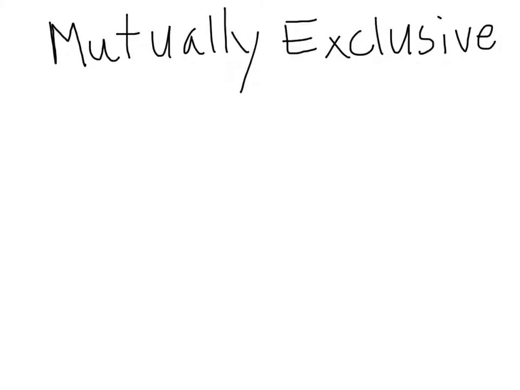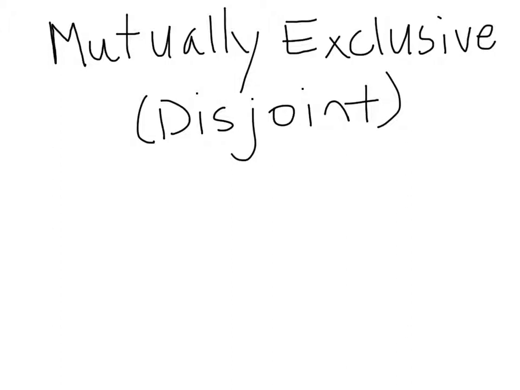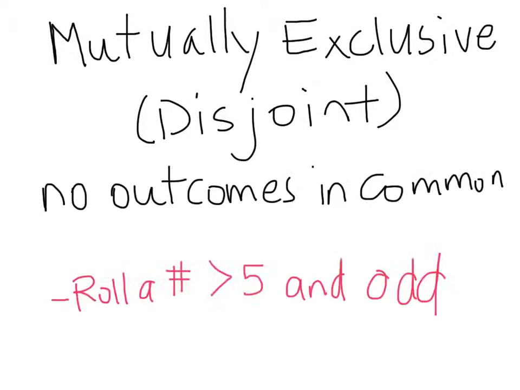All right, next is mutually exclusive. This is also referred to as disjoint. And two events are mutually exclusive or disjoint if they have no outcomes in common. So no outcomes in common. So an example of something that couldn't happen at the same time would be in my dice example. If I roll a die and I want to roll a number greater than 5 and be odd, that can't happen at the same time because the only number on a die that's greater than 5 is 6, which is not odd.